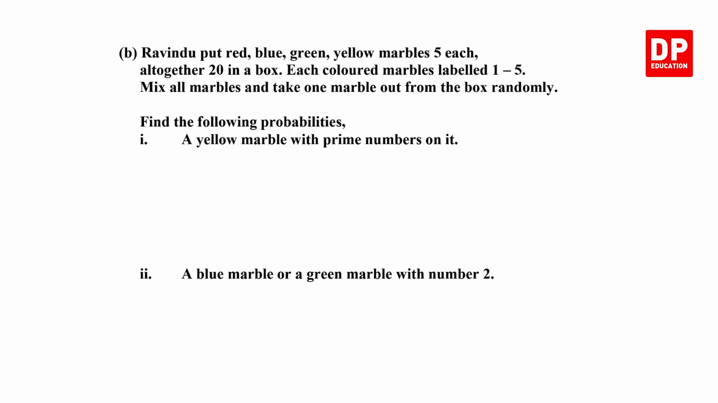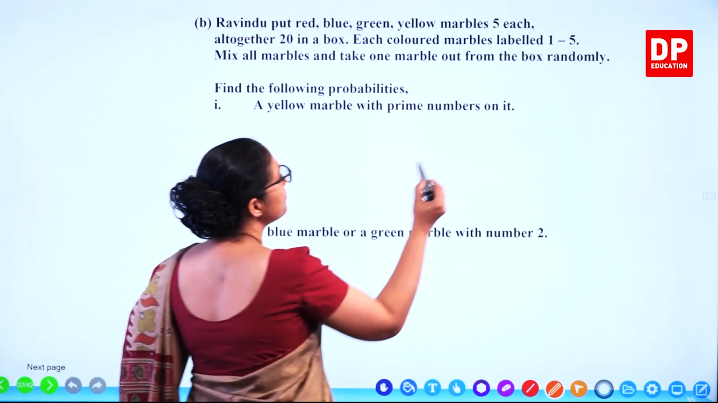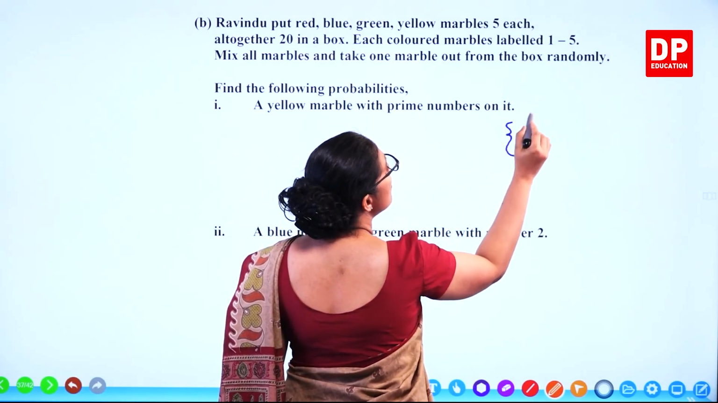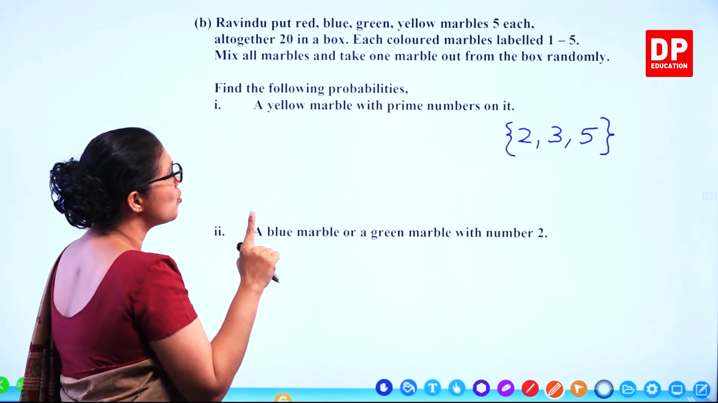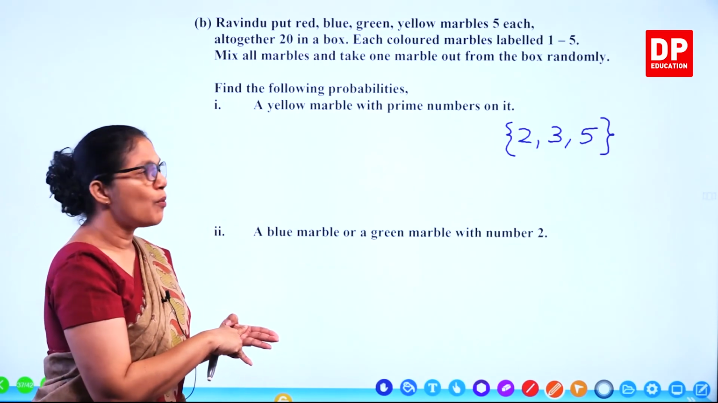Part B. Ravindu put red, blue, green, yellow marbles, 5 each, altogether 20 in a box. 5 red ones, 5 blue ones, 5 green ones and 5 yellow ones. Each colored marble is labeled 1 to 5. Mix all marbles and take one marble out from the box randomly. Find the following probabilities. A yellow marble with a prime number on it. What are the prime numbers? Prime numbers 2, 3, 5. So we need 2, 3, 5 from yellow ones.